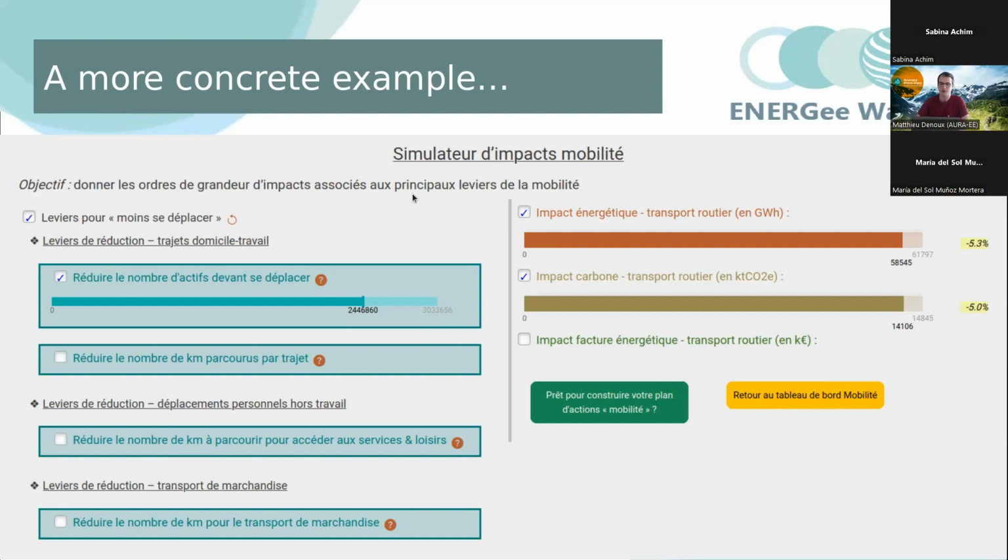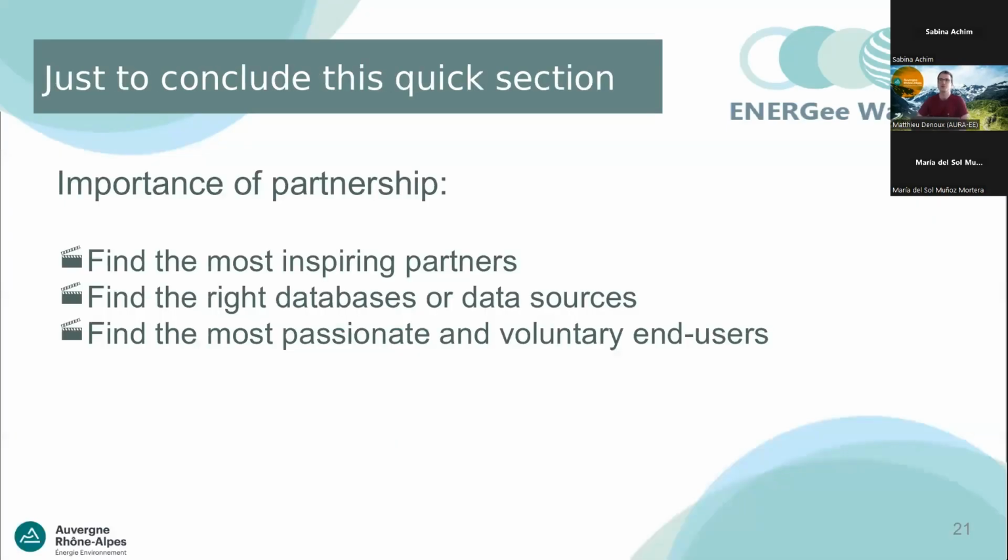Okay, so just to conclude this, you saw that we have three main lessons that we learned throughout the years and that we wanted to share with you. So first is to find the most inspiring partners, so the people that could provide you some data that could help you define and build the indicators, that could give you some feedback about how they feel compared to their expertise. So that's the first point, to identify the most inspiring partners.